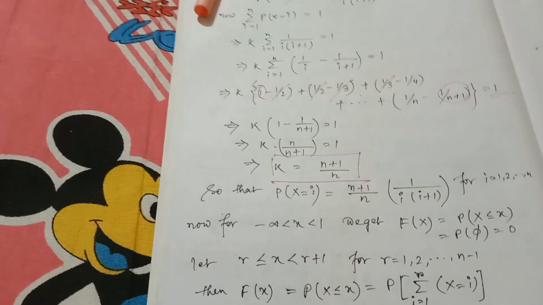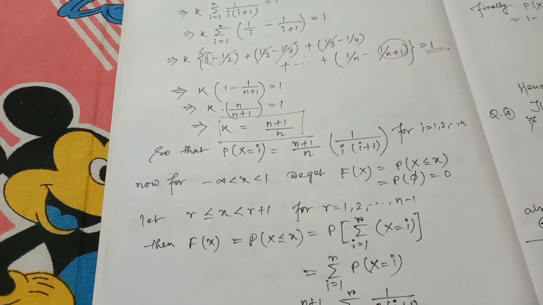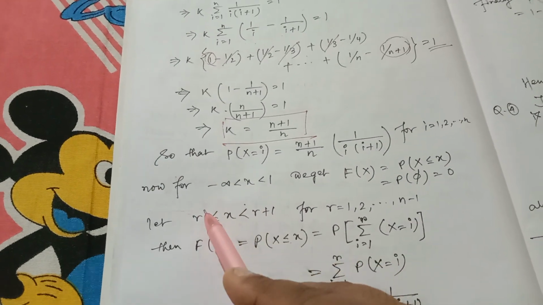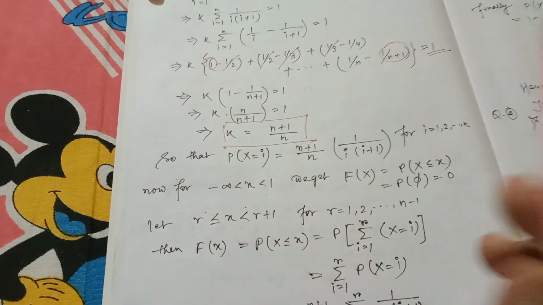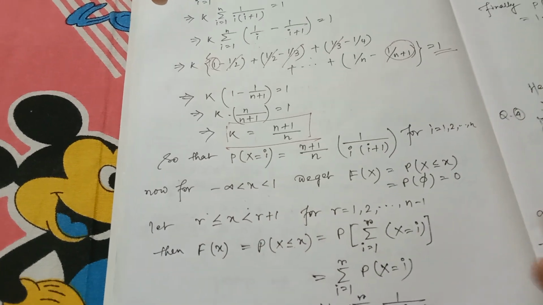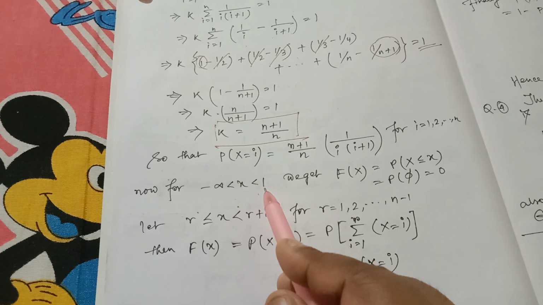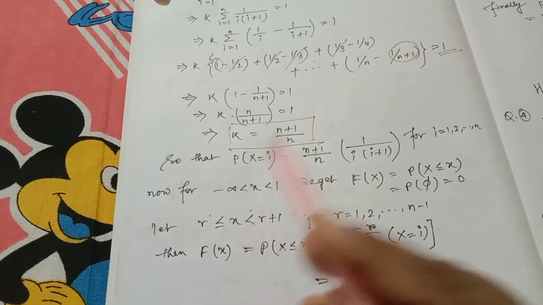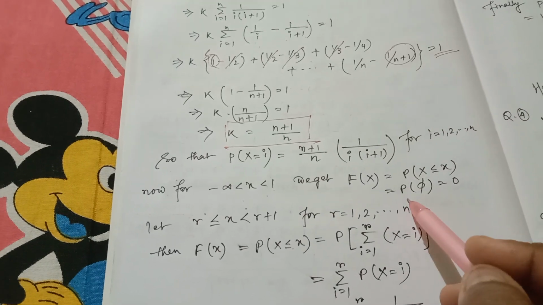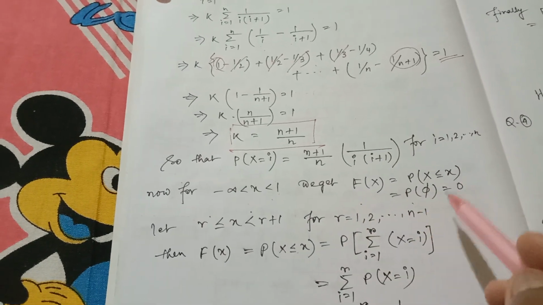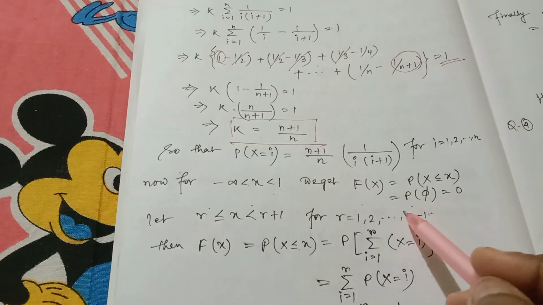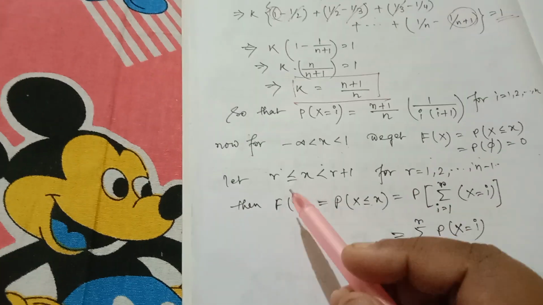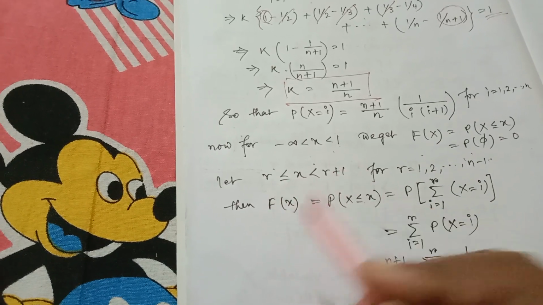Now what is our objective? We need to find out the distribution function. That's why first of all we can consider minus infinity less than x less than 1. Because the spectrum point starts from 1, whenever you are considering this range, it is obvious it will represent the corresponding event space or event structure corresponding to the impossible event. So F of x in this case will be P of phi, and that's why the outcome should be equal to 0.